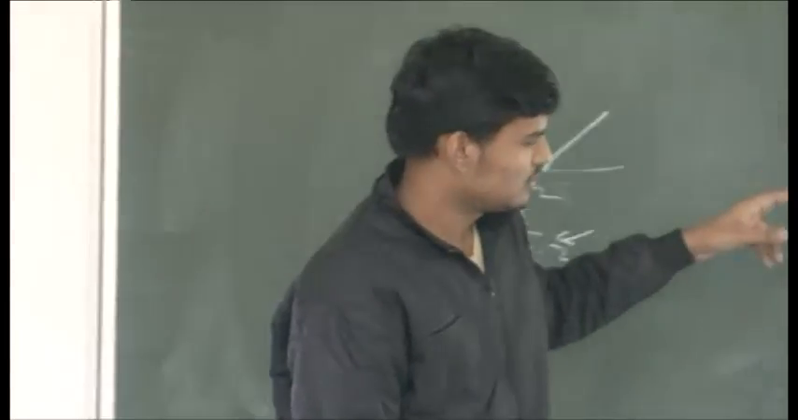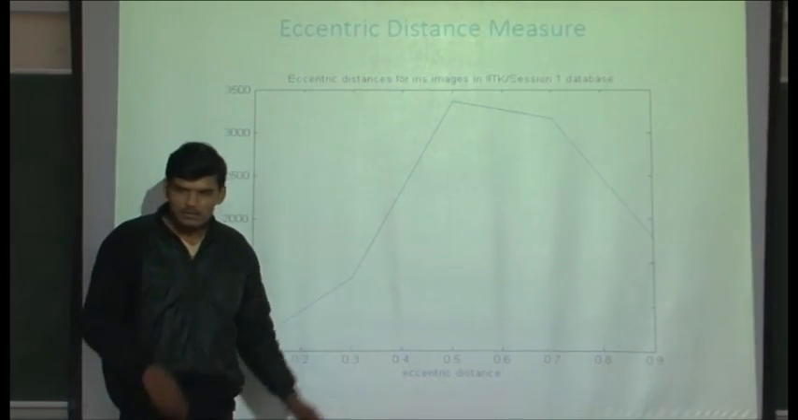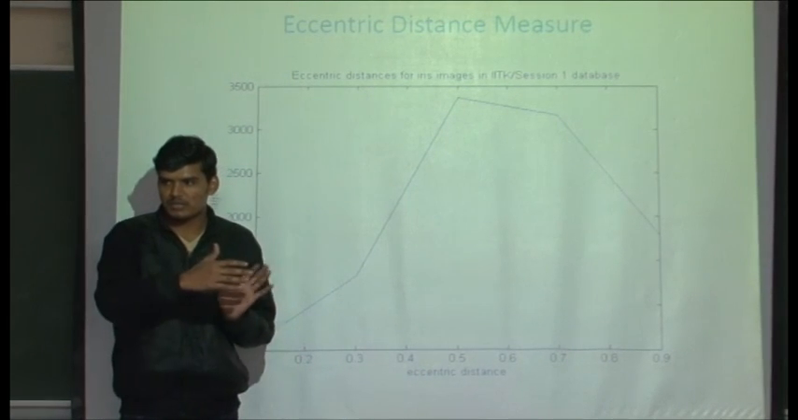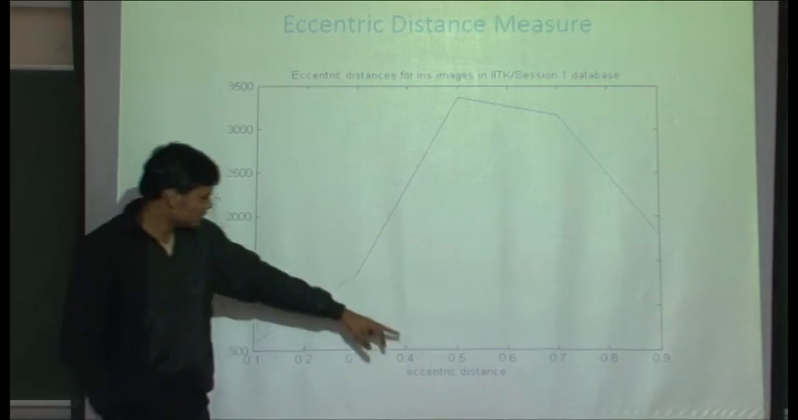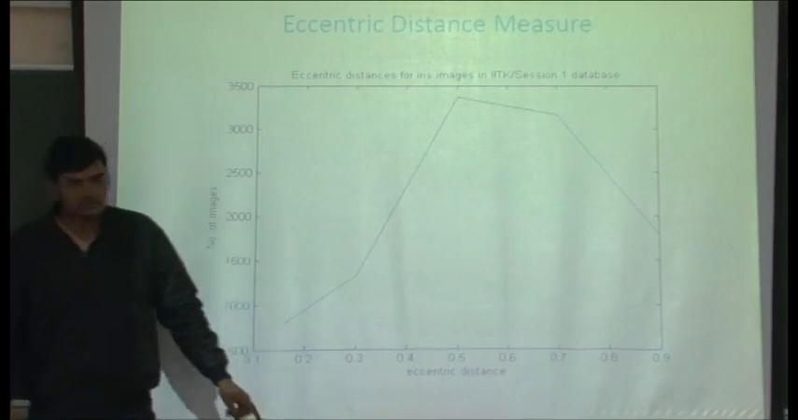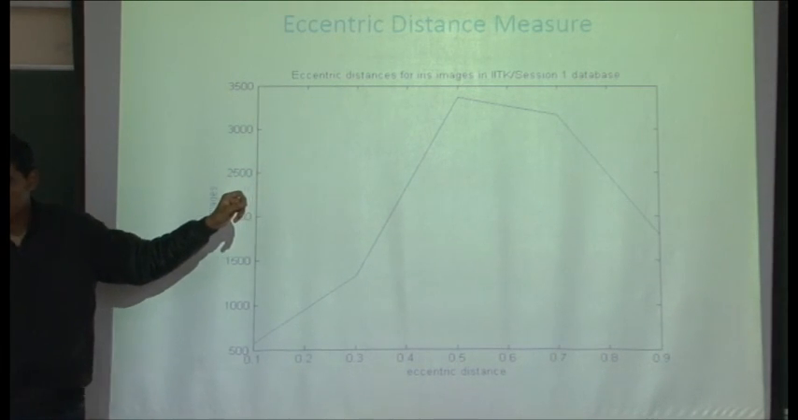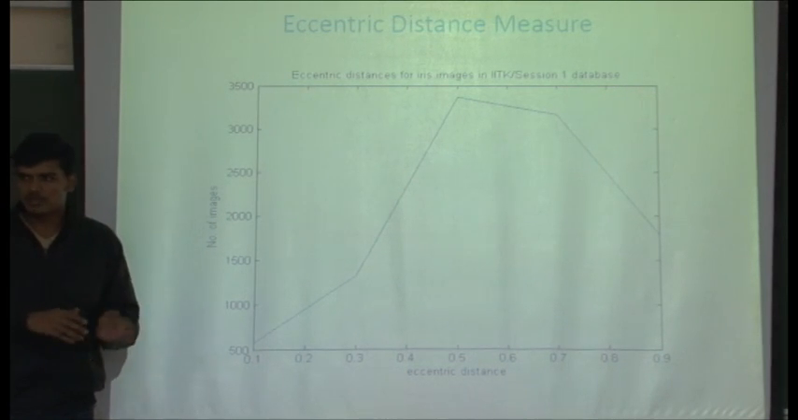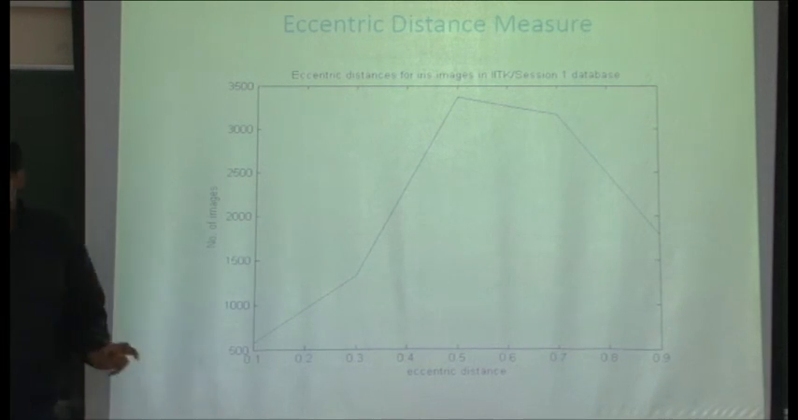So most of the images they have 0.5. It means what? It's a distance. So most of the images are having distance like 0.5. It is normalized between 0 to 1. Most of the images are something like half. 3,400 images are having exactly the same value. Okay, fine. Total database for this is 10,200.